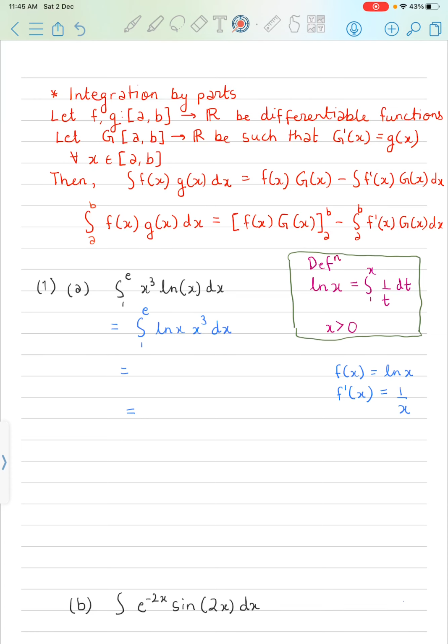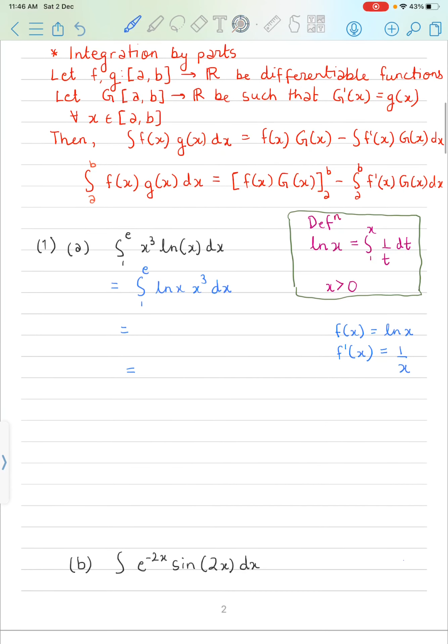What is question number 1a? We have to find the integration of x cube into ln x. Okay, so I am taking small f(x) as ln x and g(x) as x cube. Okay, so capital G(x) will be x to the power 4 by 4, right?